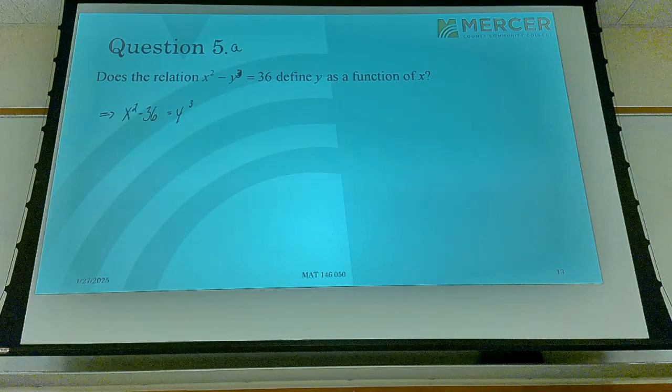Take the cube root. What is the cube root of y cubed? X squared minus 36. Cube root of y cubed. Just y.